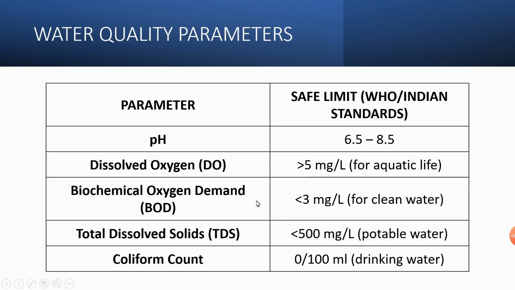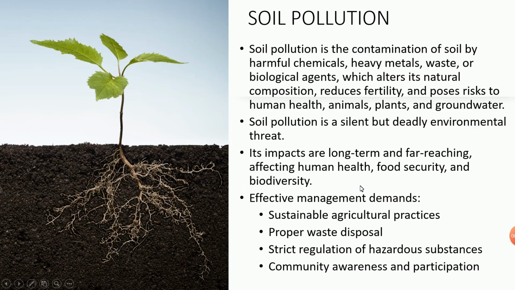And then total dissolved solids. Here, solids means, let us assume, something like salt that dissolves in water. That could be considered a solid. When you are dissolving those solids, it should be less than 500 mg per liter. All these things are in mg, that is milligram. So less than 500 mg per liter of potable water. Then coliform count, that is 0 per 100 ml of drinking water. So these are the water quality parameters to ensure the water safety level.